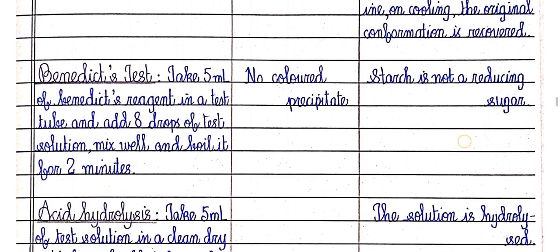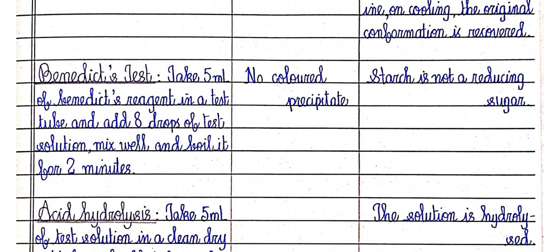Then the Benedict test. Take 5 ml of Benedict's reagent in a test tube and add 8 drops of test solution. Mix well and boil it for 2 minutes. No colored precipitation. Starch is not a reducing sugar.